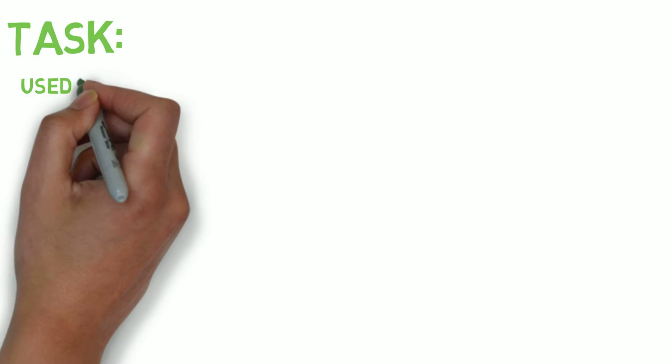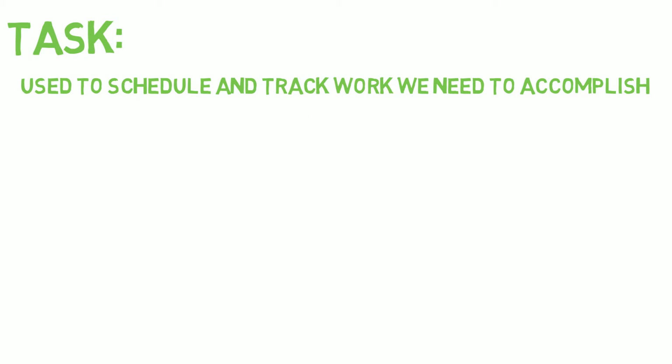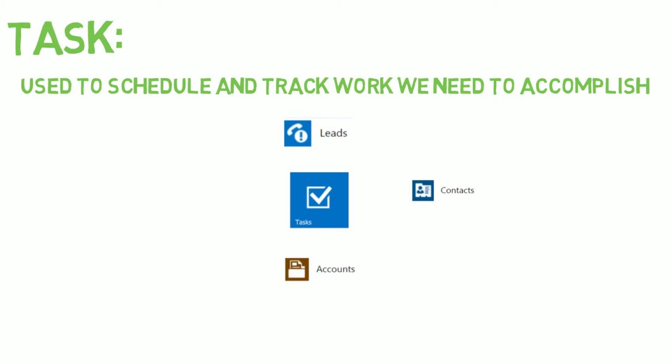A task is used to schedule and track work we need to accomplish in relation to a lead, a contact, an account, or an opportunity. Tasks can be used to remind us to reach out to a client or to plan for internal work we need to do. They will typically populate your Outlook calendar based on your settings.